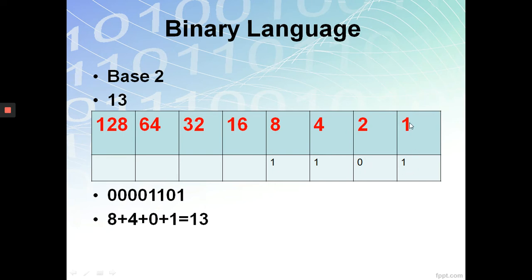Where do these numbers come from? Remember, it's a base of 2. 1 times 2 is 2. 2 times 2 is 4. 4 times 2 is 8. 8 times 2 is 16. 16 times 2, 32. 32 times 2, 64. 64 times 2, 128. To represent 13 in binary language, it would be 0, 0, 0, 0, 1, 1, 0, 1, or 8 plus 4 plus 0 plus 1 equals 13.